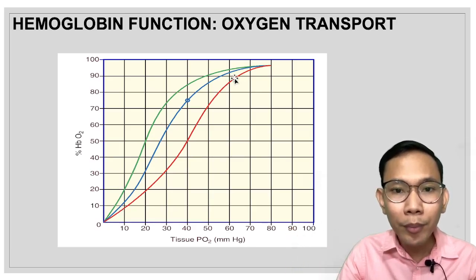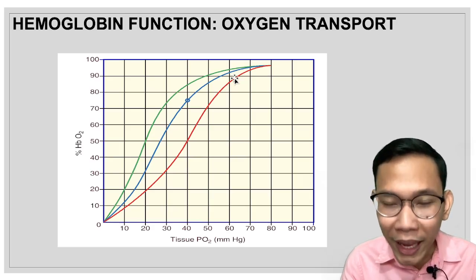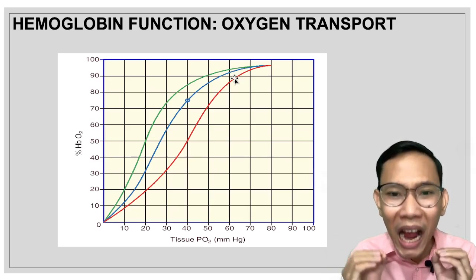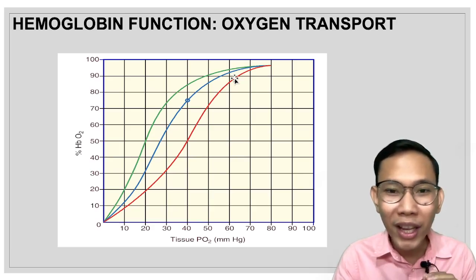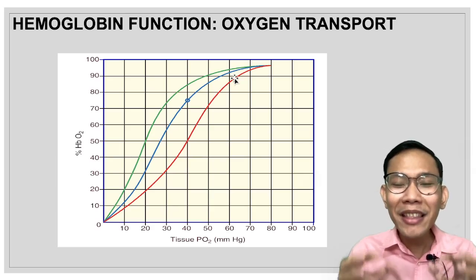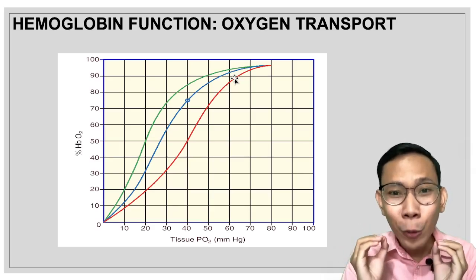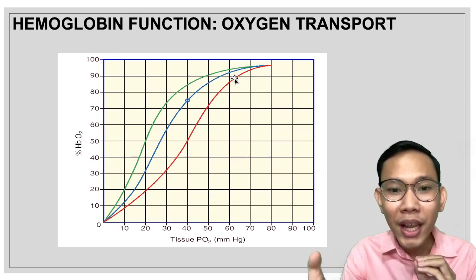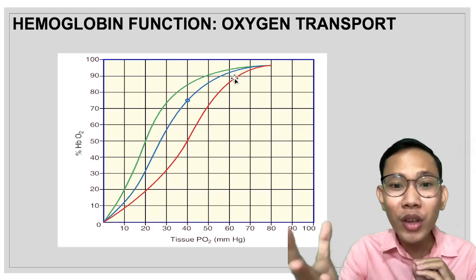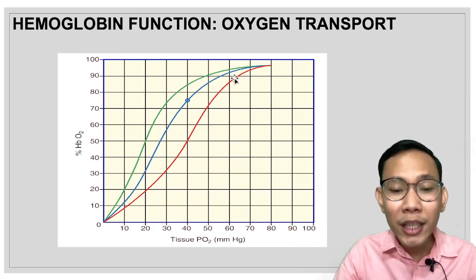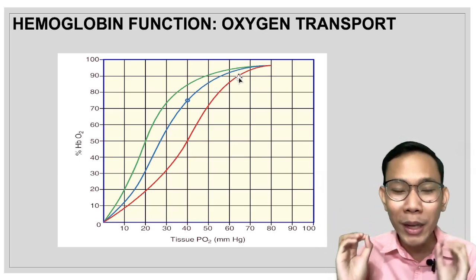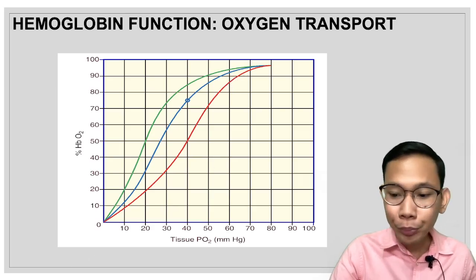How about the left shift curve? A very good example of that is your hemoglobin F or your fetal hemoglobin. Remember, your fetal hemoglobin has higher affinity to oxygen. Our fetal hemoglobin is very selfish. Its affinity for oxygen is very high. Therefore, it will not release oxygen. It is not capable of releasing so much oxygen. Our fetal hemoglobin is very selfish. That is why it will cause a left shift curve. Okay? Very basic. That's how I want you to remember this. Okay, let's remember the graph later on.